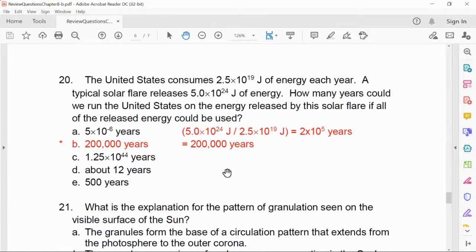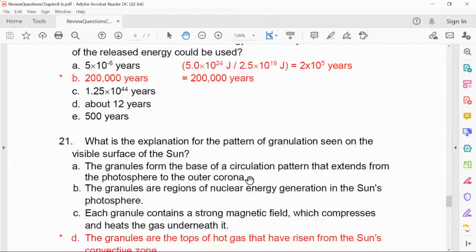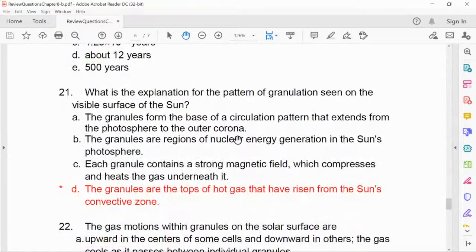But of course, we cannot do that. I mean, we cannot convert that energy. It's not that easy. We just have to rely on the solar constant energy that we receive here.